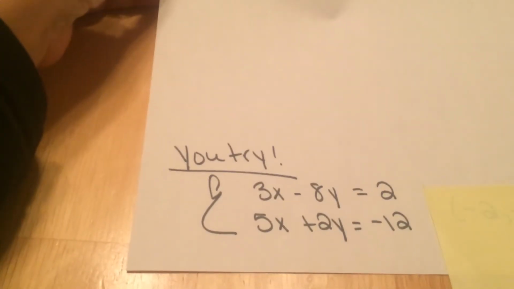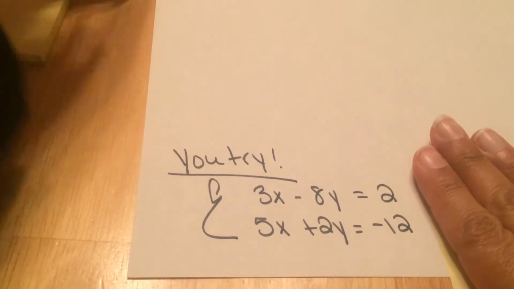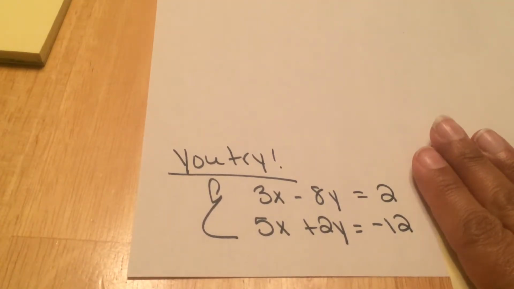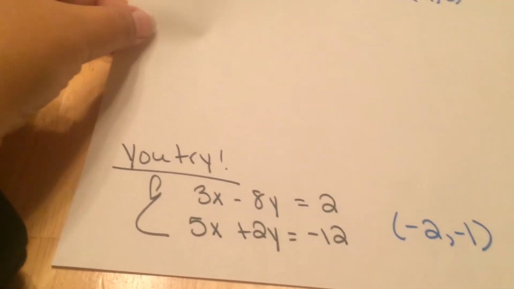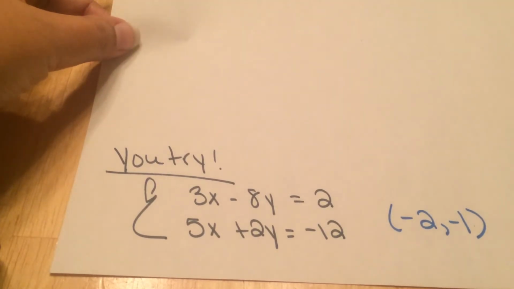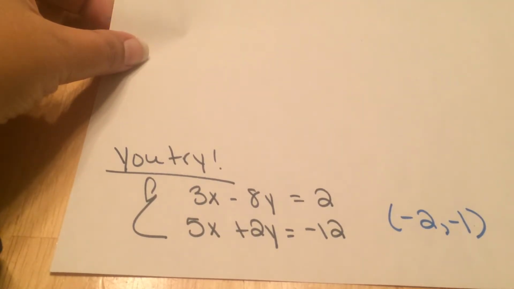Now it's time for you guys to try one on your own. So if we look closely, why don't you guys go ahead and try this one on your own. Pause the video, then you're going to see your answer. Hopefully you got (-2, -1). If not, look back closely at your mistakes.